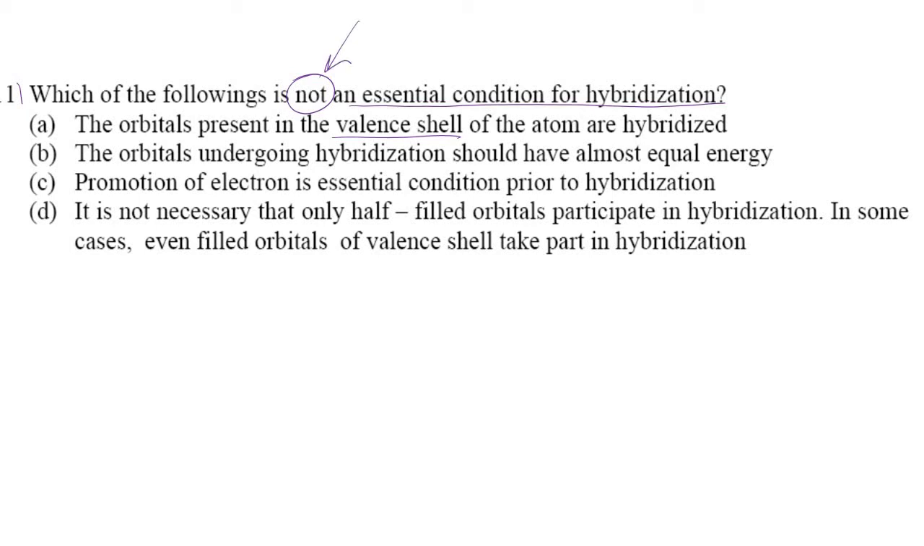So leave it. The orbitals undergoing hybridization should have almost equal energy. That is 100% true. Whenever orbitals are undergoing hybridization, they should have a small energy difference, or almost equal energy, right? And the third option, promotion of an electron is an essential condition prior to hybridization. So this is not an essential condition.